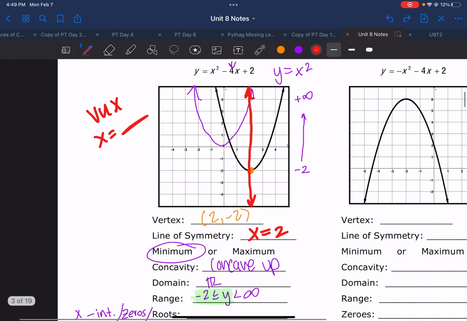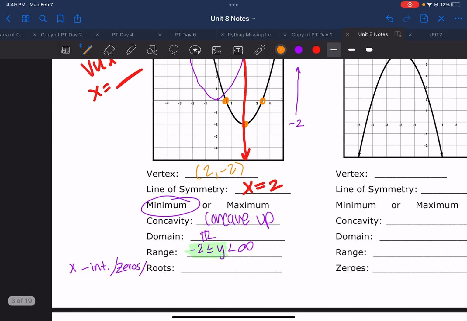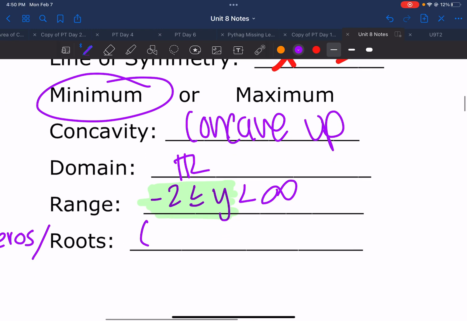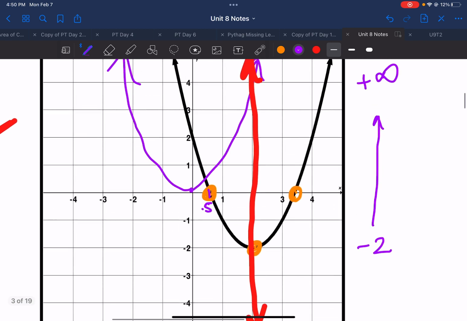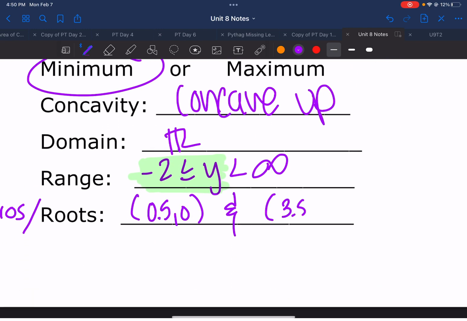So let's write those as points. Here's one x-intercept, and here's another one. Those are my x-intercepts. The first one, let's just say it's in the half, like if this is half, 0.5, what is that as a point? It's going to be 0.5 comma 0. And what will the next one be? Let's say this is 3.5. So 3.5 comma 0 will be the next one. All right.